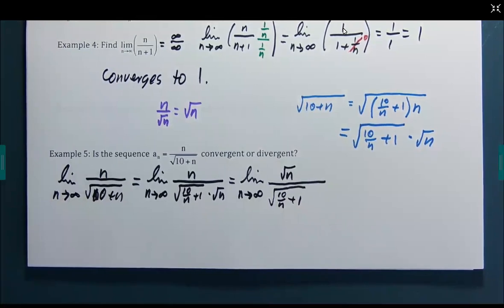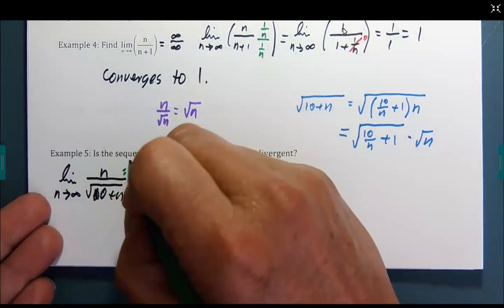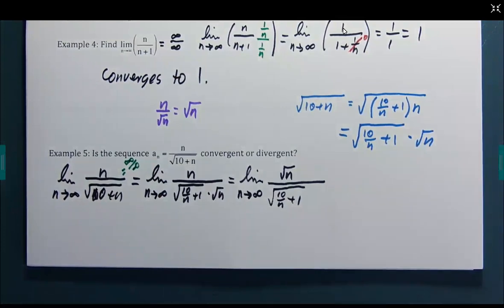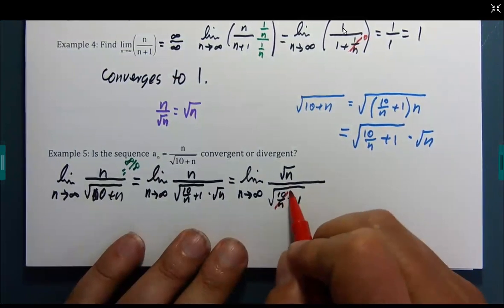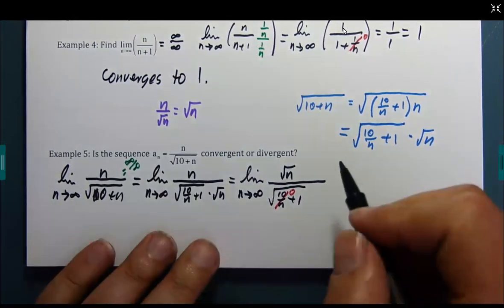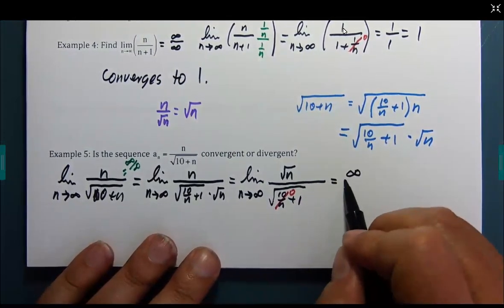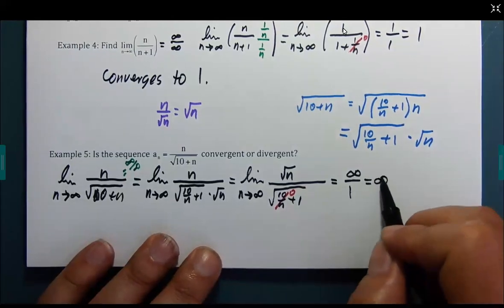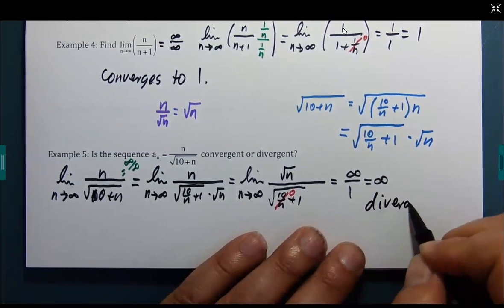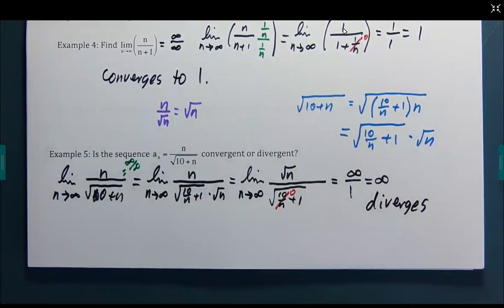Now, I didn't mention it, but if you do take this limit, you do get infinity over infinity. So that means it's indeterminate, which means we don't know. Now, what I do know is as I do this limit, that goes to 0. So the whole denominator just becomes 1, because root 1 is 1. And up top, we end up with infinity over 1, which is infinity. So we would say that this diverges. Meaning, way out at infinity, we're not getting closer and closer to any specific number.